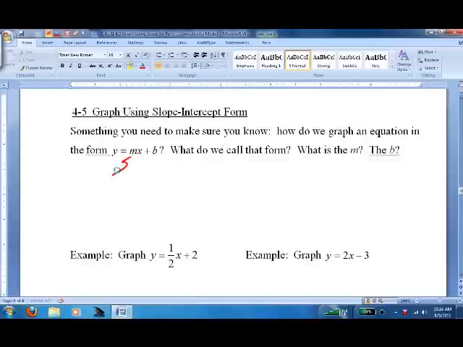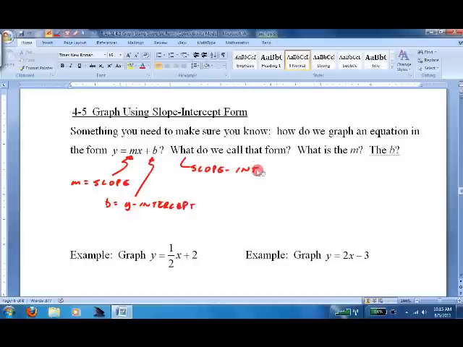Well, what do we call the m? That's called the slope. M equals slope. And as we've discussed before, why the m for slope, nobody really knows. A lot of guesses about that, but nobody's sure. B is the y-intercept. We'll show you how all this works when you're graphing. And we call this form slope-intercept form.